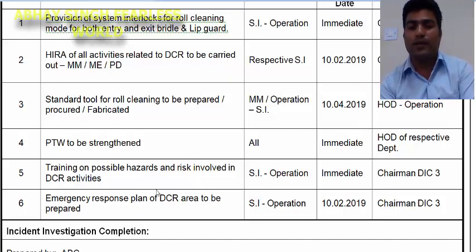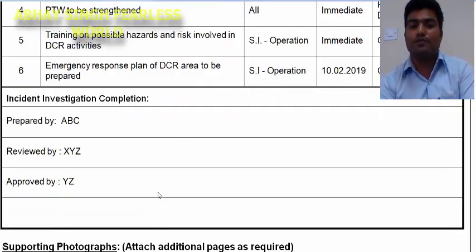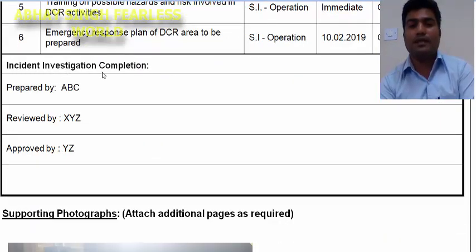That activity should be trained to the operator. Also, an emergency response plan for the DCR area is to be prepared. That means if an incident happens, how we will deal with the emergency, this should be made.